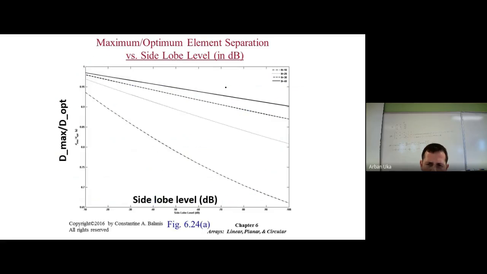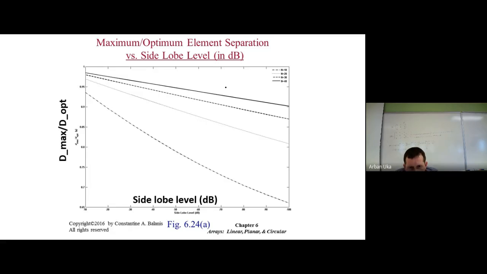Now, simply speaking, we have to come to this slide. And this slide is something that is constructed using numerical techniques. On the y-axis, we see the ratio between D over D optimal, and the unit is lambda. So we observe that Dmax has to be approximately 0.95 times D optimal, okay?